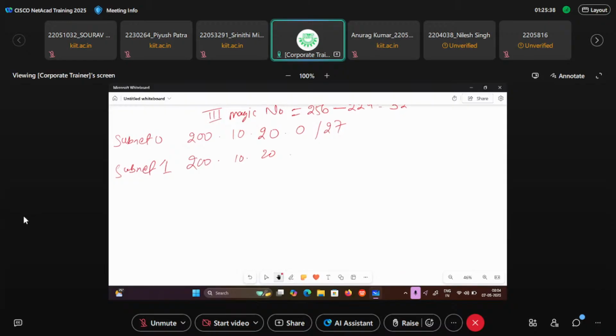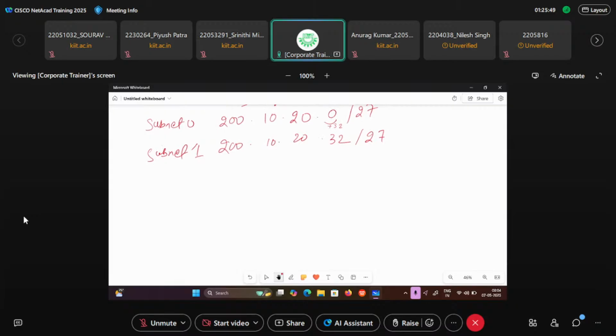Suppose in the previous network ID I have 0. So I add 0 plus 32. What do I get? 32. So my next subnetted network ID will be 200.10.20.32/27. Next subnet, what will I get? Tell me, guys.